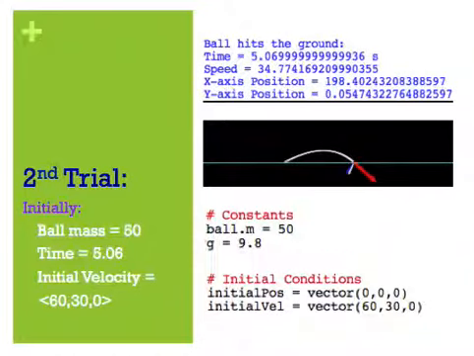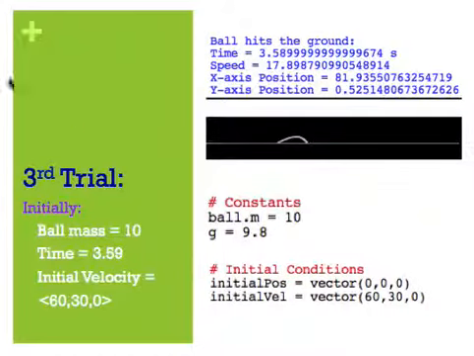For the second trial, the mass was changed to 50 in the Python code, and the time it took decreased to 5.06, or basically 5.07. And the initial velocity was kept the same, and the shape resembles the one before, but as you can see, the height is less because the mass is less and the time is also decreased, so it becomes smaller overall.